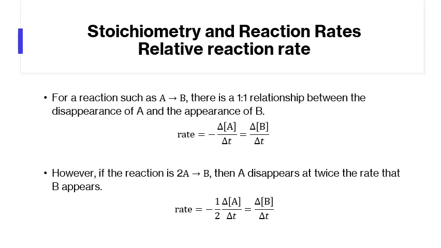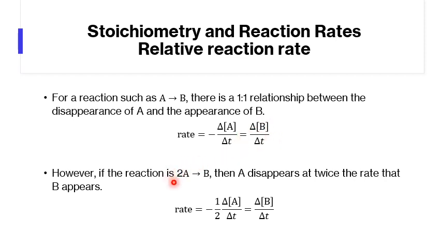In this generic equation, A gives B, we have the stoichiometric relation 1 to 1. So it is simple to write, just like we were writing in the previous case. We can just write rate equals change in concentration with the negative sign for the reactant, and that equals change in concentration of the product B divided by change in time.